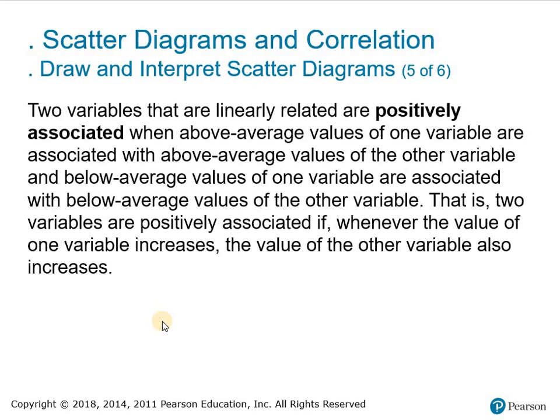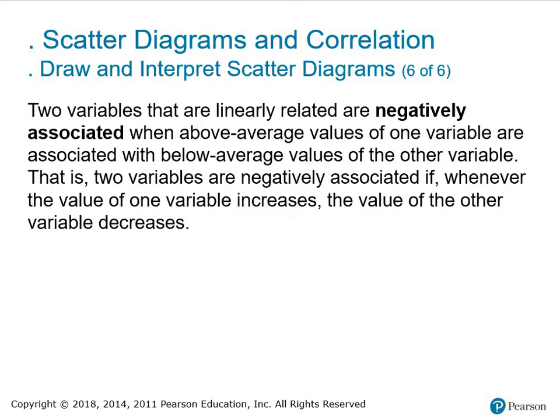Two variables that are linearly related are positively associated when above average values of one variable are associated with above average values of the other variable, and below average values of one variable are associated with below average values of the other variable. That is, two variables are positively associated if whenever the value of one variable increases, the value of the other variable also increases. That's what we call the positive relationship.